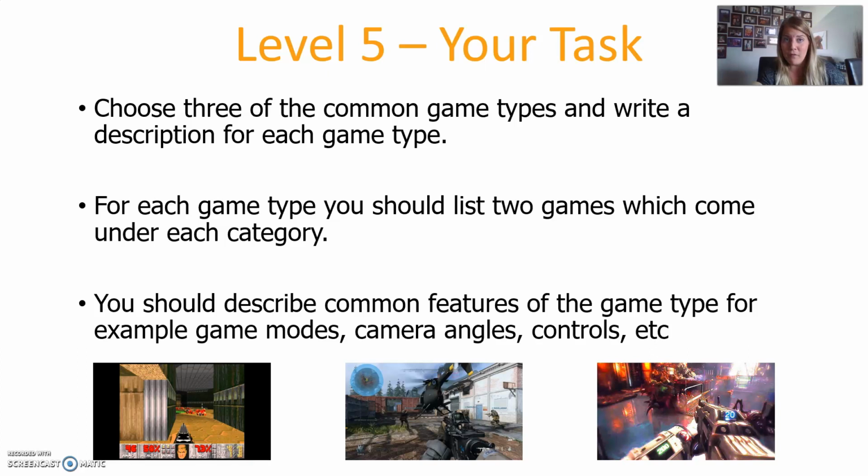If you're level 5, what you're doing is the exact same thing, but the level of complexity you're adding is that you're also adding on common features for your games. So listen, 3 game types, 2 games under each one, and then common features. The example I've used here is first person shooter. There are 3 different games there: Doom, which is really old, Call of Duty, and then Genesis, which is a space-based one.